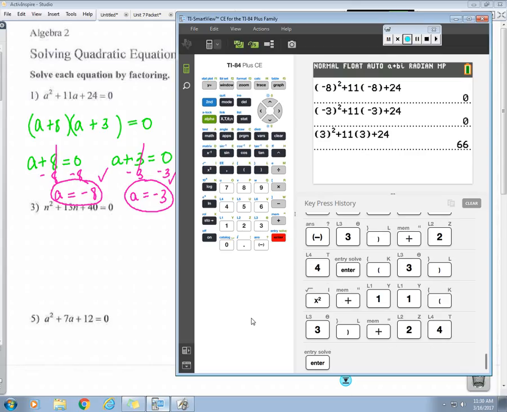You do not get 0. Okay, the only two numbers that when typed in this trinomial produce 0 are negative 8 and negative 3. So those are your two solutions. Okay, so let's try another one.